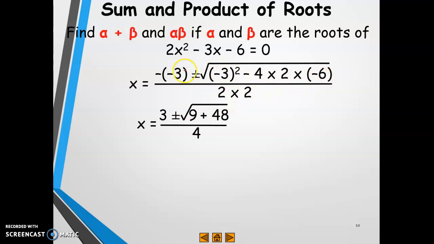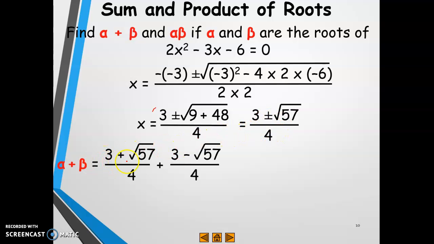If you simplify this, it becomes positive 3, plus or minus the square root of negative 3 squared, which is 9. Then if you multiply, negative 4 times 2 is negative 8, times negative 6, that's positive 48, all over 4. If you add the radicand, 9 plus 48, we have 57, right? Then we separate the plus from the minus.